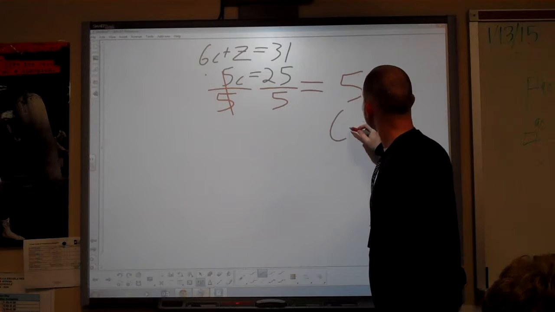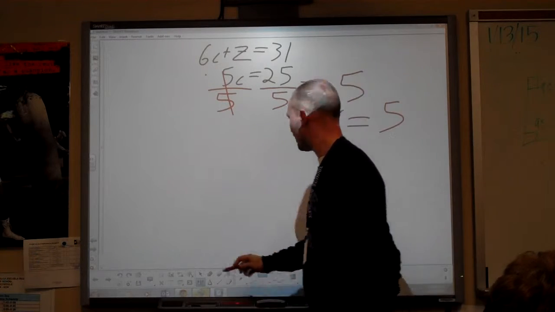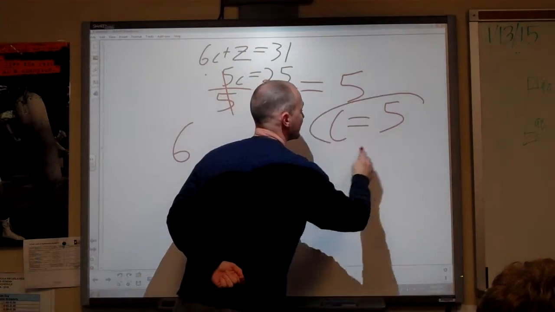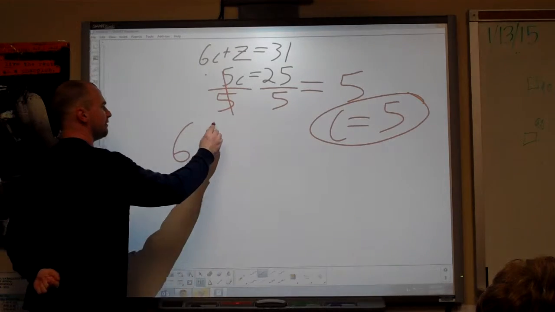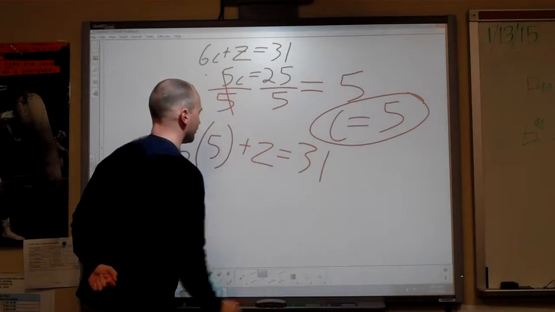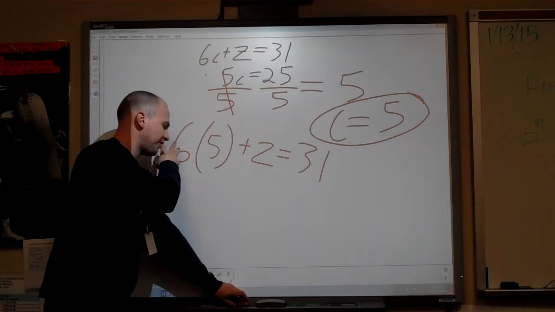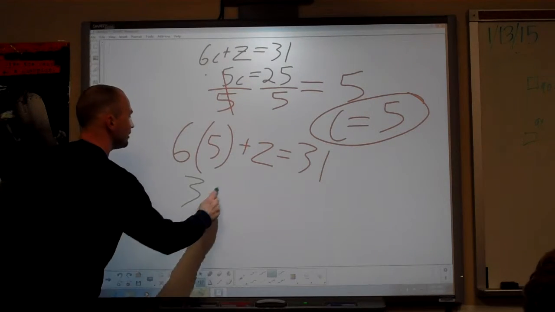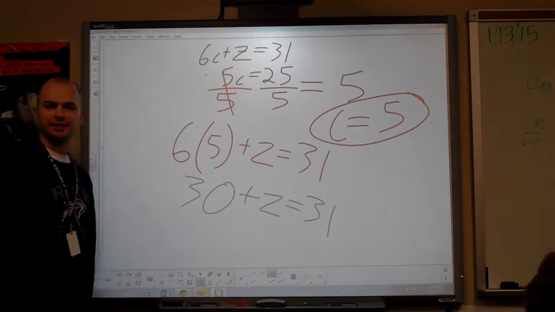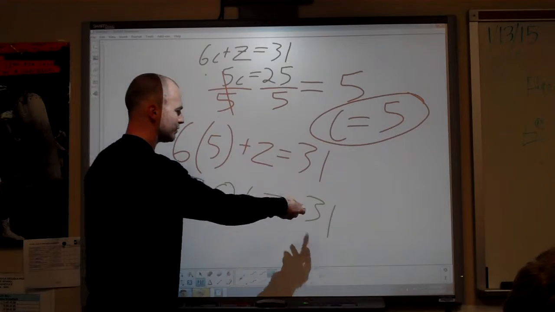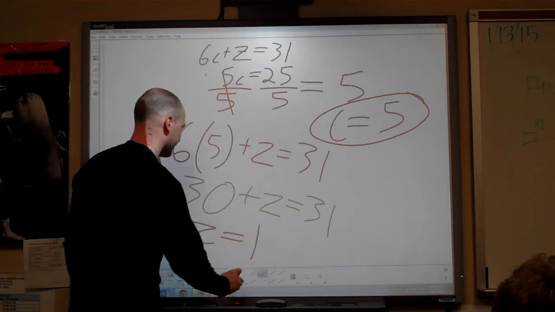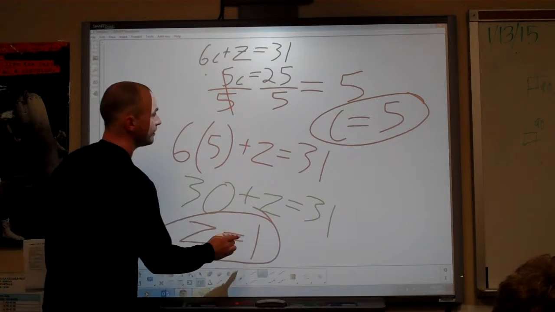So c equals 5. Now I'm going to rewrite my original problem, only instead of c, I'm going to substitute what c equals. c equals 5. So 6 times 5 plus z equals 31. Okay, so 6 times 5, that's just 30. 30 plus z equals 31. Well, this one you can do in your head. 30 plus what equals 31? z must equal 1. z equals 1.